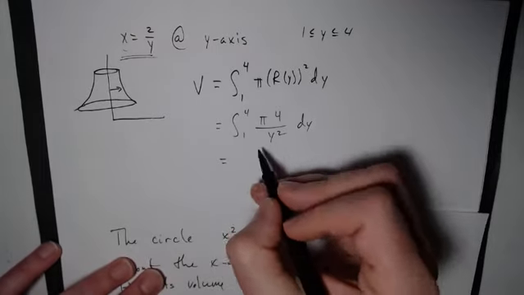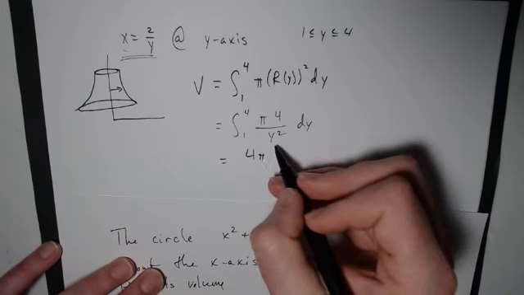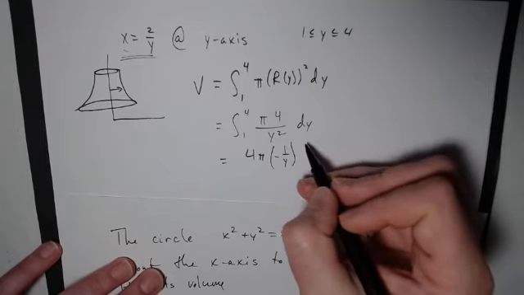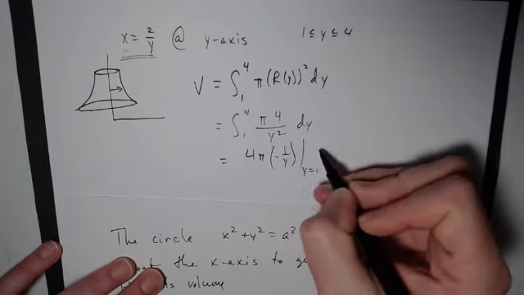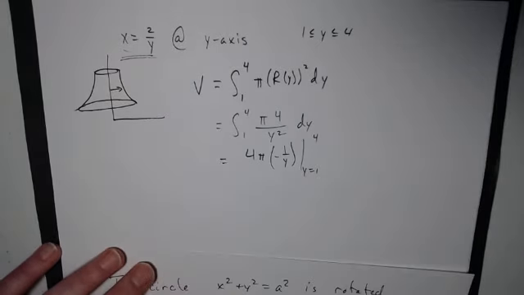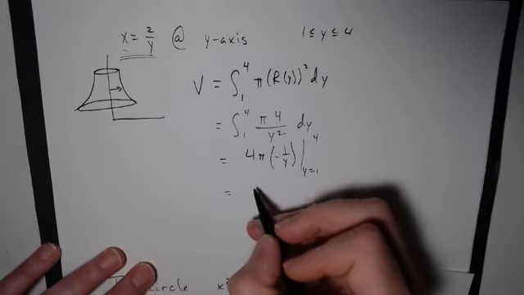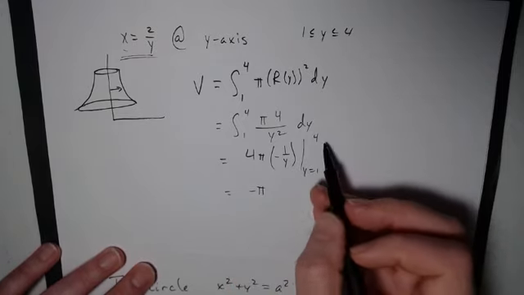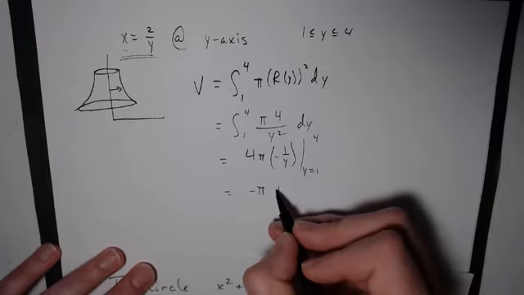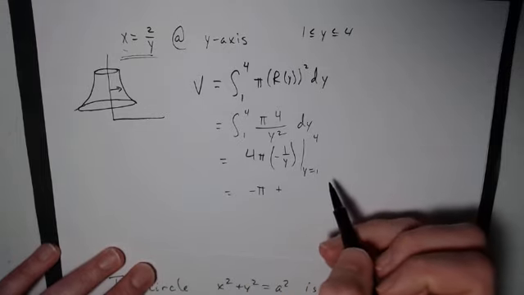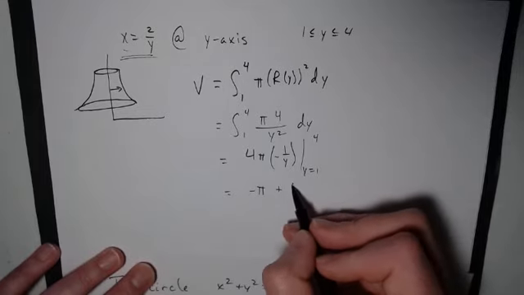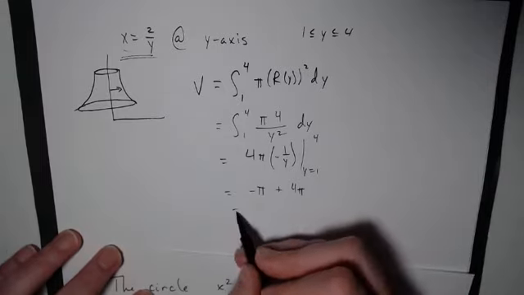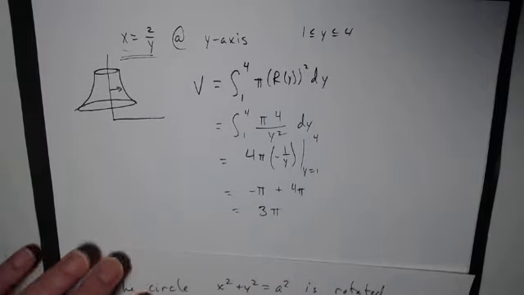And so that's equal to 4 pi. Let's see, integrate that, we get negative 1 over y. And we want to evaluate that as y goes from 1 to 4. So that's equal to, let's see, is that negative pi when y is 4 plus, minus a negative really, 4 pi when y is 1, which is 3 pi.